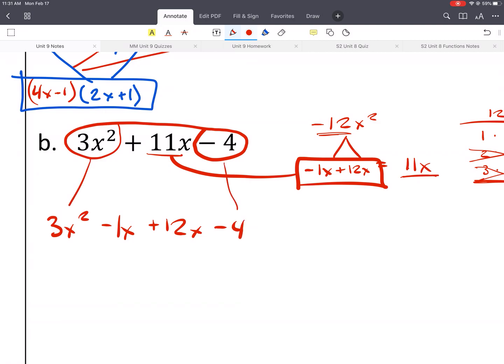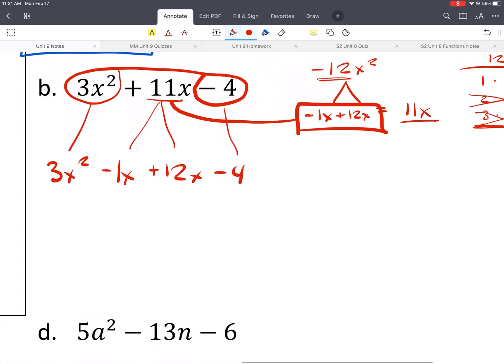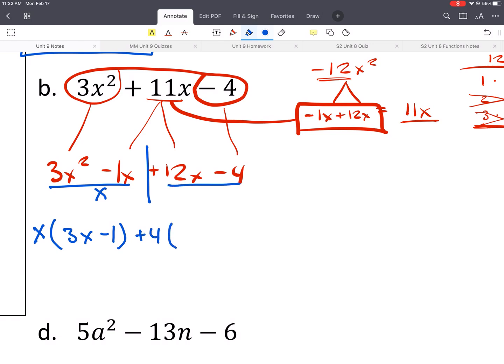So again, here's what we just cut into two parts. We'll cut it in half and do grouping. What's the greatest common factor for the left side? It would just be an x. We can't take out anything else. We could take out a 1, but 1 times x is just x, so we're good with that. Divide everything by x. That leaves us with 3x minus 1. And then on the right side, the greatest common factor would be 4. So we'll do plus 4, and divide everything by 4. That leaves us with 3x minus 1.